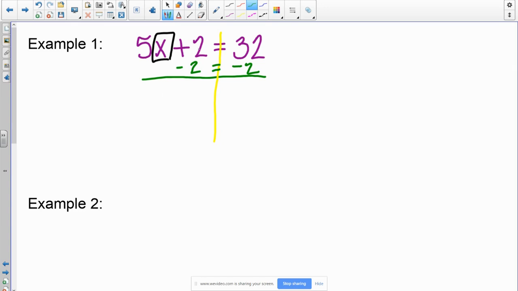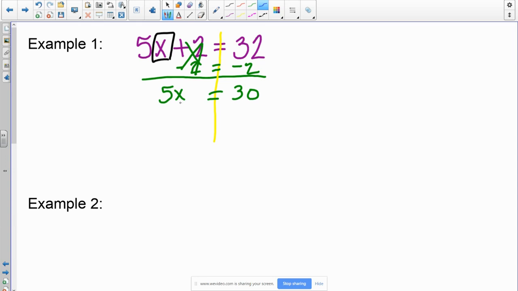So positive 2, negative 2, opposites of each other. So they cancel each other out. I'm just going to put a little x there. Bring down that 5x that's still there. Keep my equal sign since it's an equality. And 32 minus 2 is 30. So let me reevaluate what I have here. I have 5x equals 30.